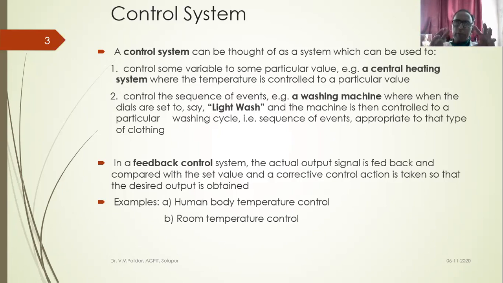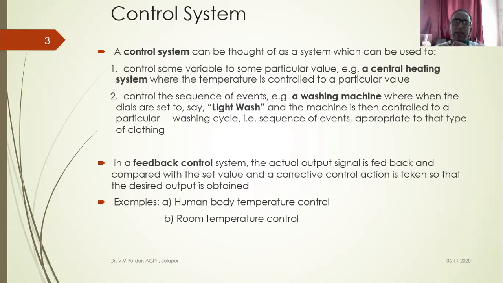If you typically observe a washing machine working, you have a number of buttons available: light wash, heavy wash, 30-minute wash cycle, 40-minute wash cycle, 1-hour wash cycle. Accordingly, I press that button and set the controller for that value. Once that button is set and you start the execution of the control cycle, we know the washing process. You put the clothes inside the drum, and first, the water, hot water or cold water, flows inside.